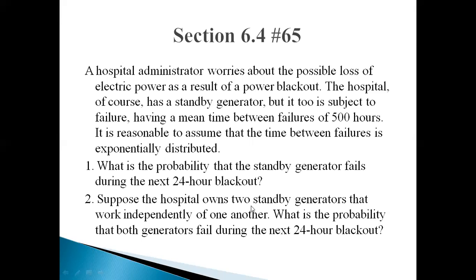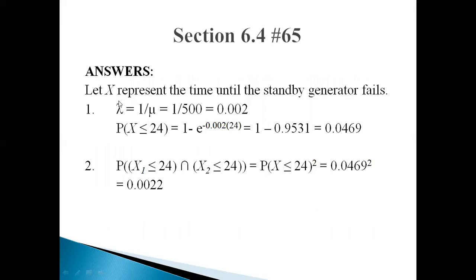And suppose the hospital owns two standby generators that work independently of one another. What is the probability that both generators fail during the next 24-hour blackout? So basically, two would be this one and this one. Okay, so here, again, they said the one failure was 500 hours, so mu is equal to 500, and lambda is 1 over 500, so that's going to be 0.002. And they wanted the probability x less than or equal to 24, the 24 hours. So we just plug that into our equation, 1 minus e to the minus 0.002 times the x, which was 24. Plug that in, we get 0.0469.